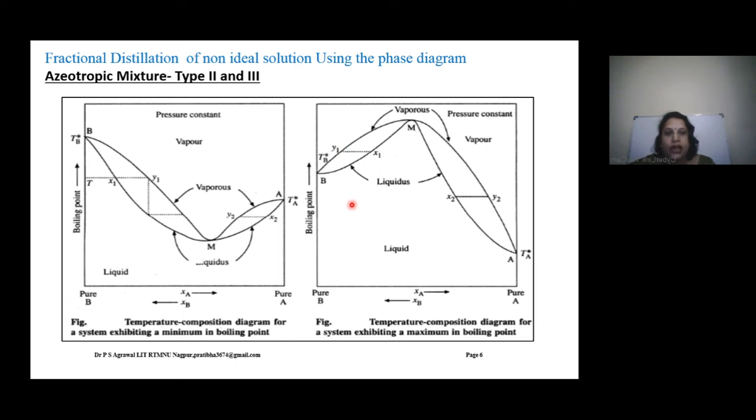A liquid mixture of composition X1, suppose this one. Or we can consider X2, this side also. Any side we can consider. Suppose we are considering this. If it starts boiling, the vapor is this, richer in B, and the liquid is richer in A. Thus, during distillation, the composition of the liquid phase moves along X1M. We will move along this and the vapor will move along this. So if we are on this side, we will get the composition of vapor as pure B and this one, M.